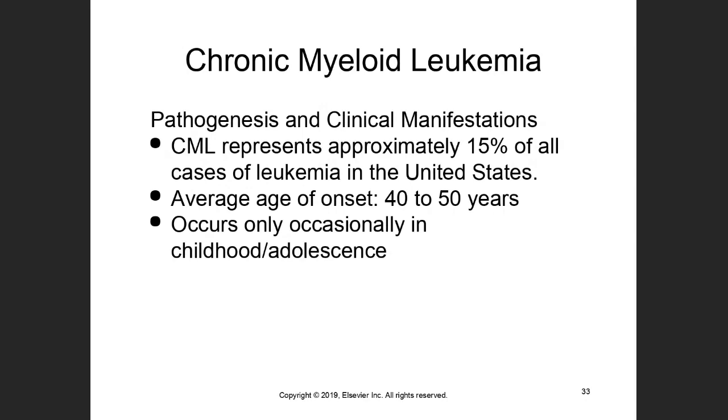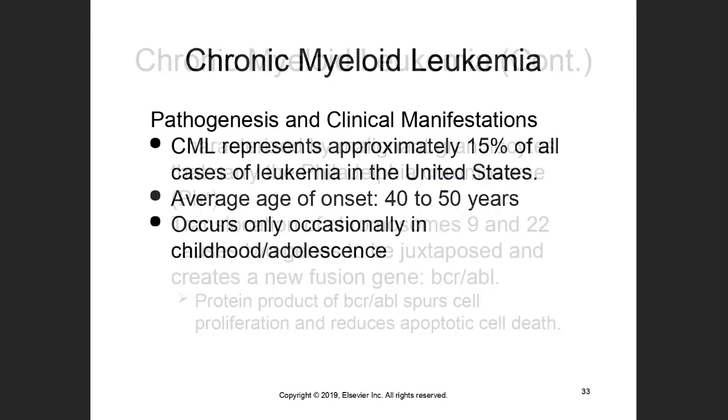Now we have chronic myelocytic leukemia. Pathogenesis and clinical manifestation: it represents approximately 15% of the cases of leukemia. Average onset, this is extremely important, always that you have to know the age, okay, because that gives you an idea of the type of neoplasia, okay, only when you see the age, okay. It occurs only occasionally in childhood and adolescence.